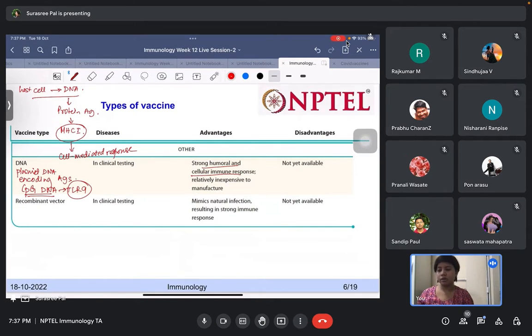So you are asking whether it will affect the host's own DNA. Right, no, that does not happen. Even if it is integrated into the chromosome, this usually does not cause any major issues.